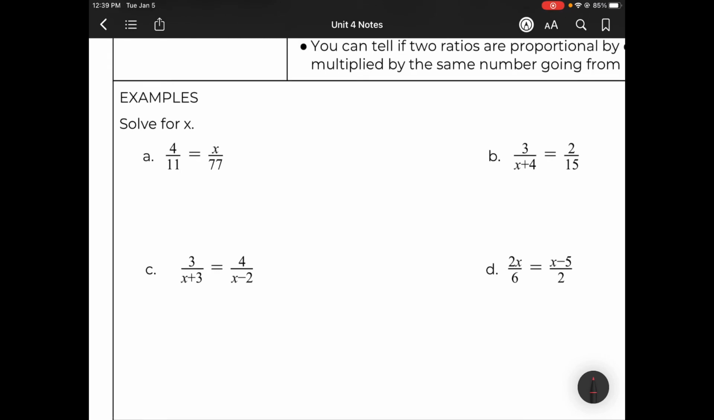So to solve for x in these proportions, you'll notice we have two equal ratios in each one. We simply cross multiply. For example, in A, 4 times 77 is 308, and 11 times x is written as 11x. Now we simply divide by 11 on both sides, and we should get that x is 28.